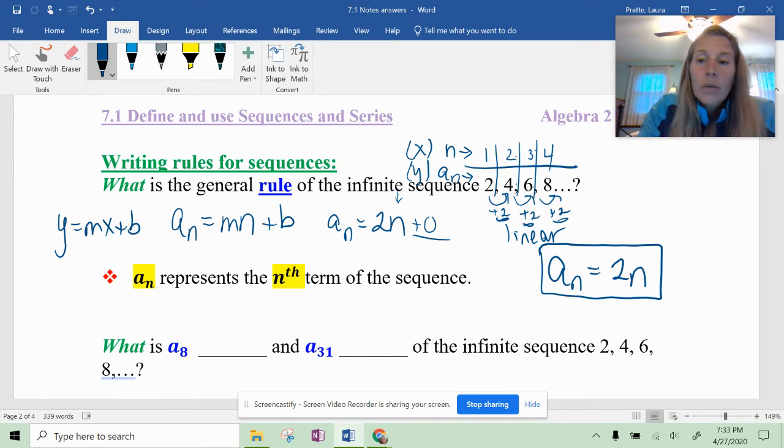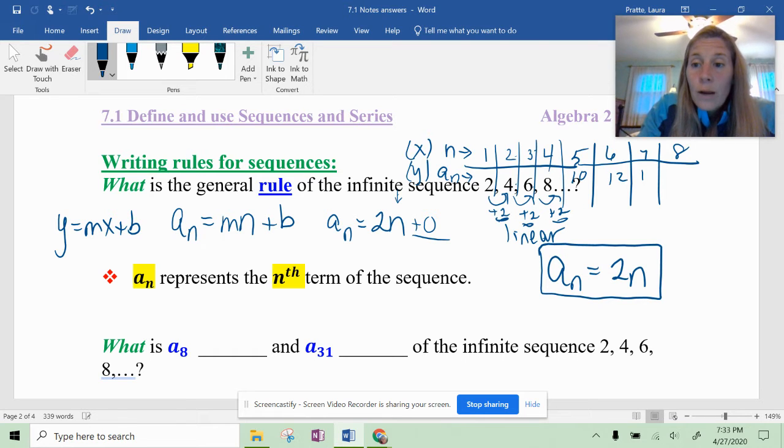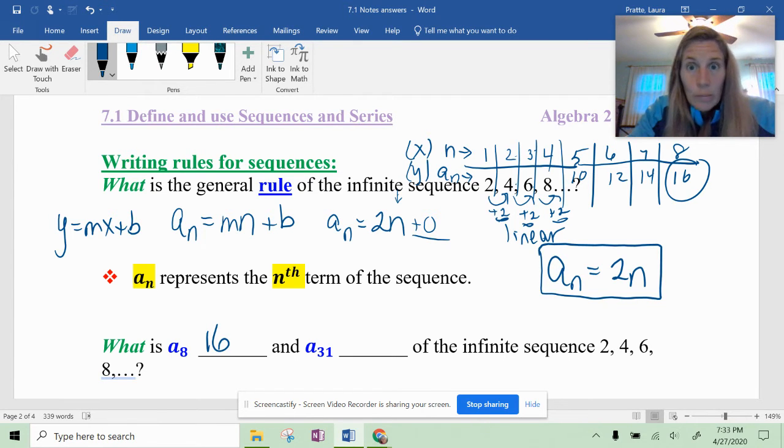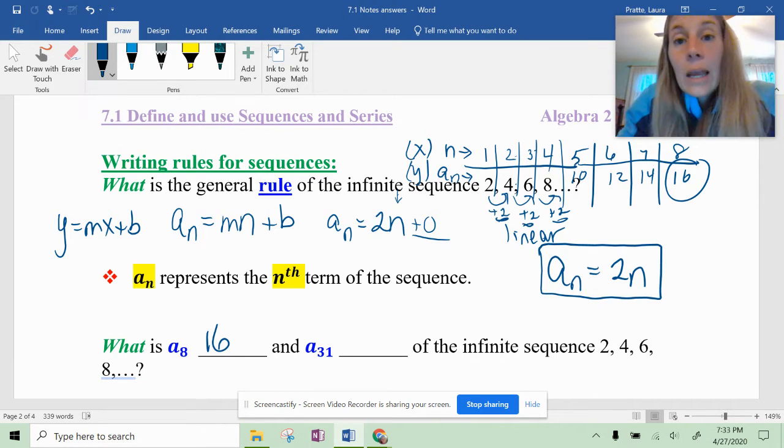So what if I wanted to know the 8th term? I have the 1st, 2nd, 3rd, and 4th. But what if I want to know the 8th term, a sub 8? So 2, 4, 6, 8, and we know this is 10, 12, 14, 16. I can figure out that it's 16. Okay, that's not too bad, but then what if I want to know the 31st term? That's going to take me a much bigger chart, or I'm going to have to count by 2s much farther to get to that answer.